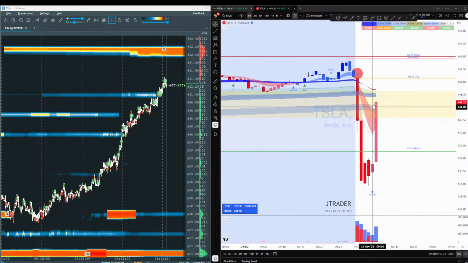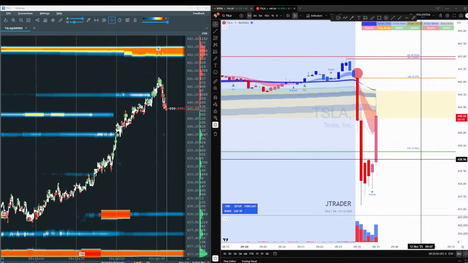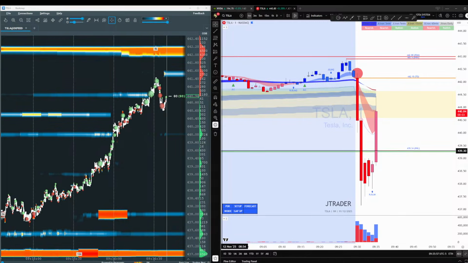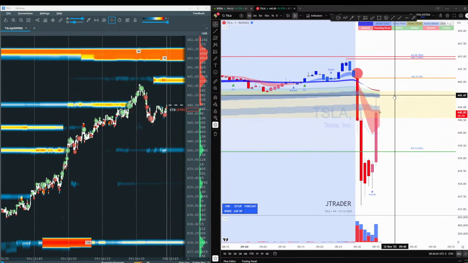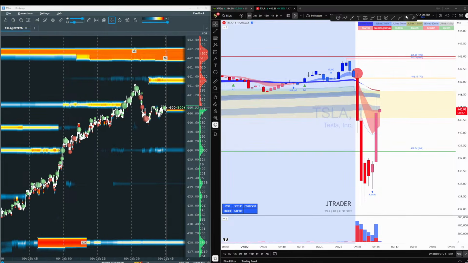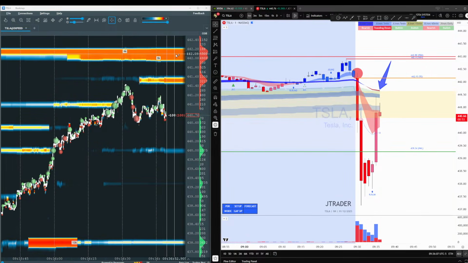So Tesla is back to the JLines, guys. I'm looking for another trade over here. So let's look if we can get as close as possible to this 442, which is both over here. You can see JLines and both over here, the heat map.